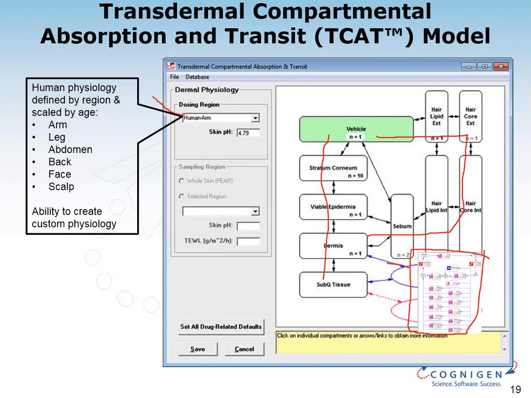And when it comes to the physiologies, right now the program includes built-in default physiologies for humans for a number of different regions: arm, leg, abdomen, back, face, and scalp. We don't have any animal built-in physiologies yet, but just as with any other physiologies, you have an option to create a custom physiology. We are, of course, working on collecting the information to describe the preclinical species as well, but if you need to do modeling in preclinical species immediately, through these custom physiologies you have an option to start doing that even before we have the built-in physiologies included.